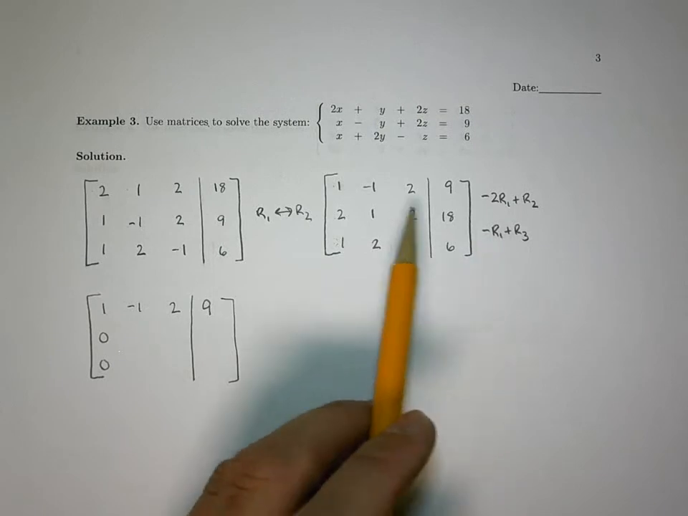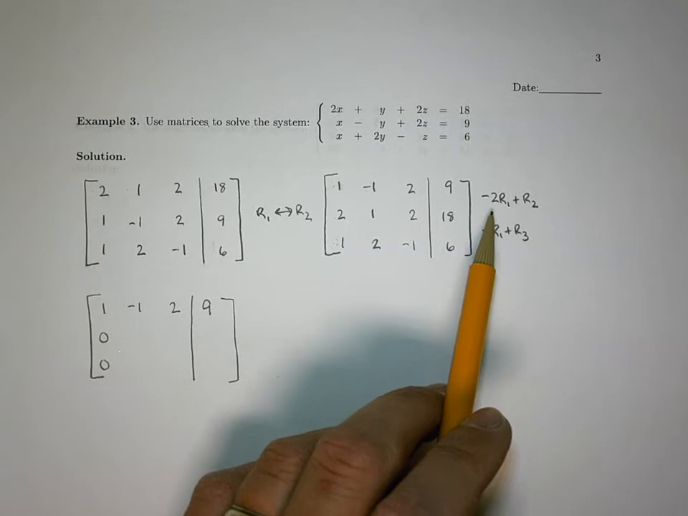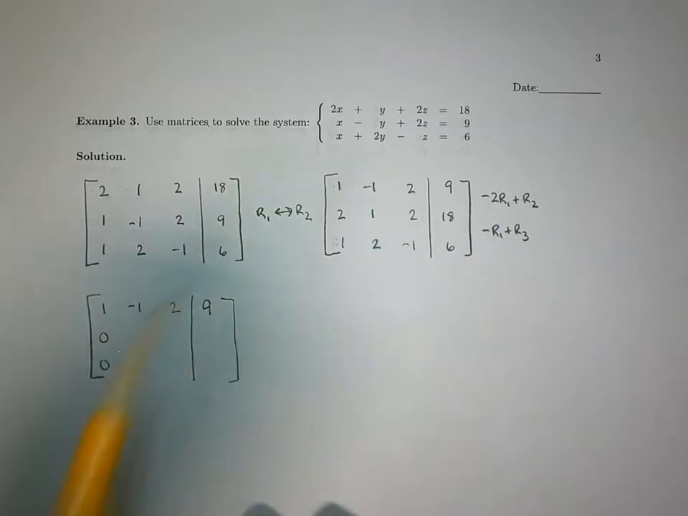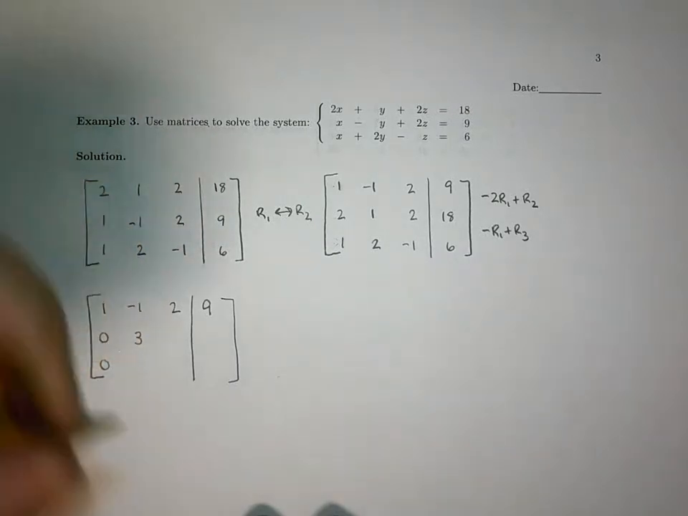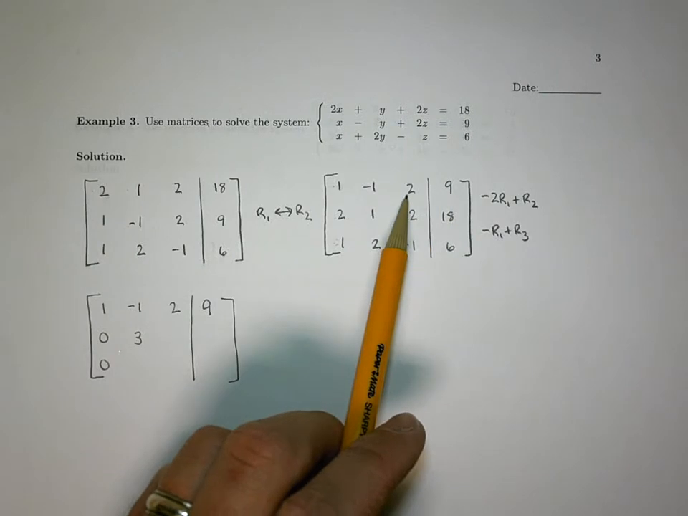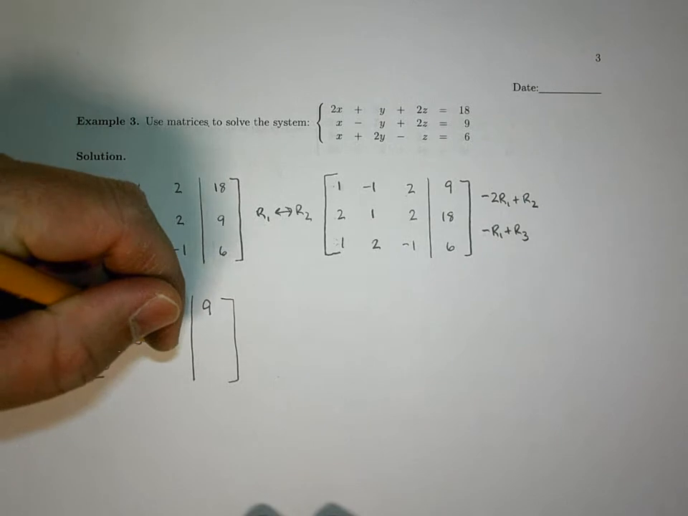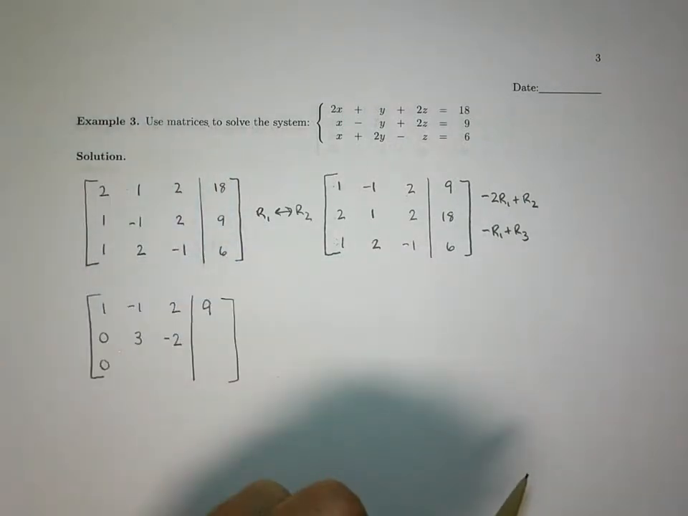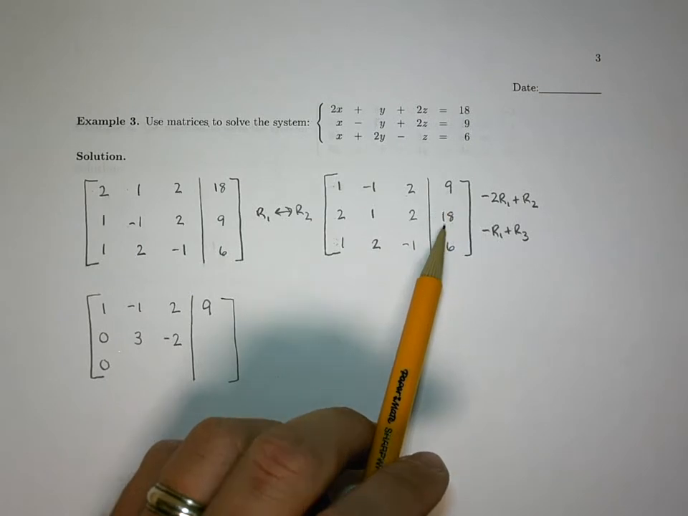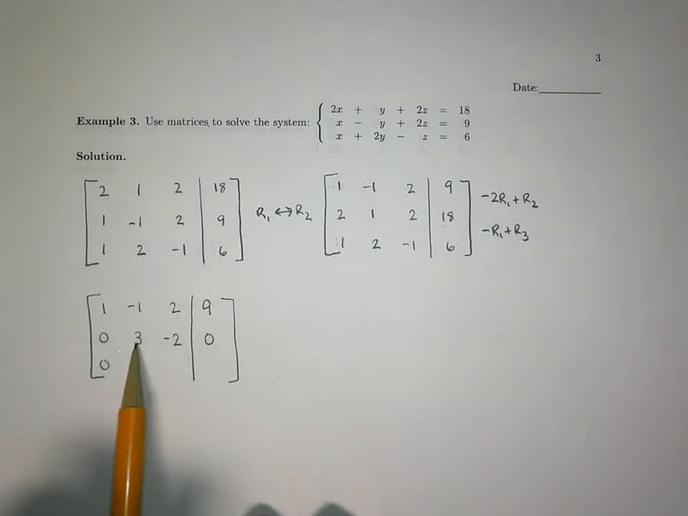In the y column, I'm doing negative 2 of row 1 plus row 2. Negative 2 times negative 1 is 2, plus 1 is 3. In other words, I have a 3y in this new equation. Negative 2 times 2 is negative 4. Negative 4 plus 2 is negative 2, so I have a negative 2z in this new equation. On the right side, negative 2 times 9 is negative 18, plus 18 is 0. In other words, I've created a new equation, 3y minus 2z equals 0.